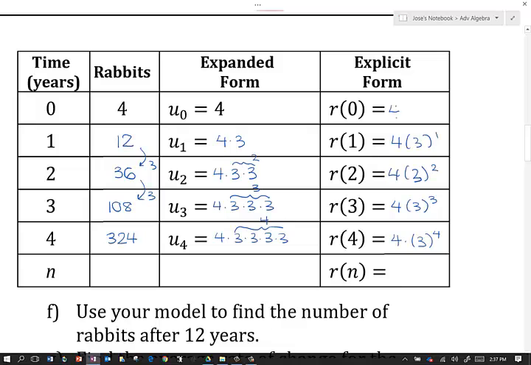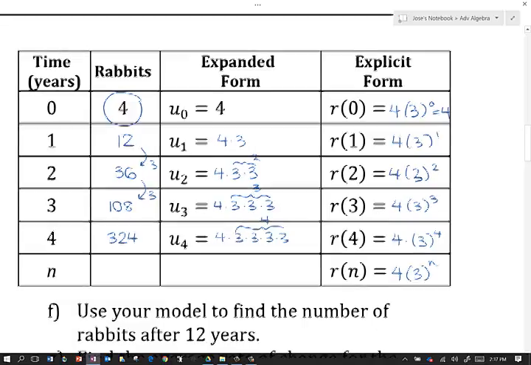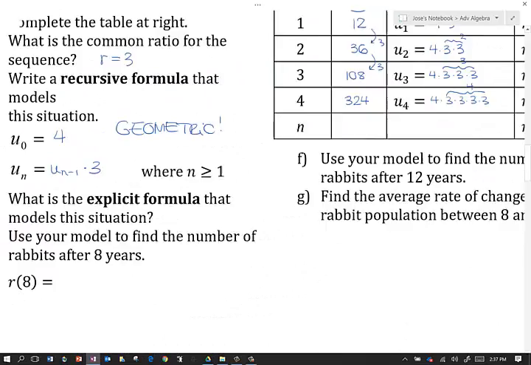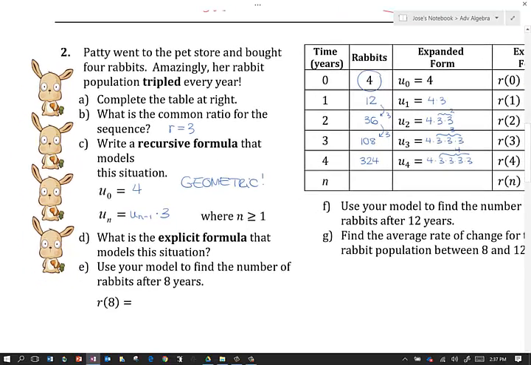And I want to see how even the first one works. 4 times 3 to the 0 power. 3 to the 0 power is 1, and this is 4, which is the value I was supposed to get. So after n years, it's going to be 4, the starting value, multiplied by 3 repeatedly. How many times? N times. That means that my formula for the explicit will be that the number of rabbits after n years will be 4, which is where you start from, multiplied by 3 to the nth power.